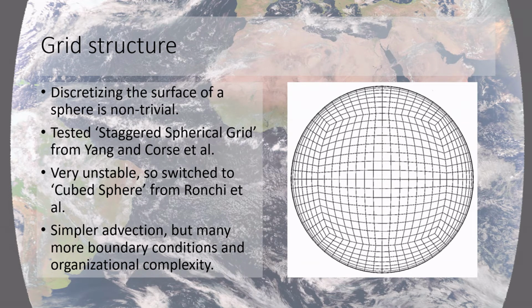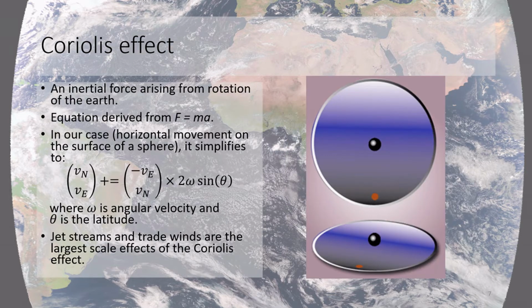Discretizing the surface of a sphere is a non-trivial problem. There are a few accepted methods to doing this, and we initially went with the staggered spherical grid, which ended up very unstable and tended to degenerate within less than 20 time steps. So after that we switched to the cube sphere, and that is still under construction. It has simpler advection, but much more boundary conditions and organizational complexity. So trade-offs as with all things.